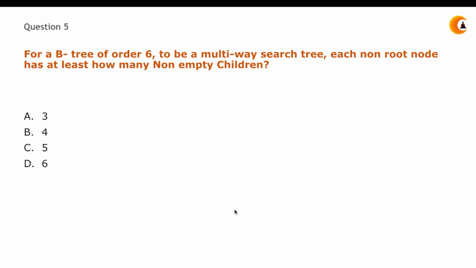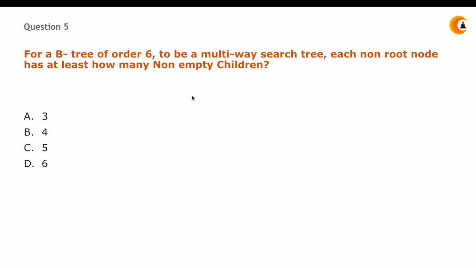Okay, what is a B tree? B tree is nothing but a binary tree. Now it says for a B tree of order 6 to be a multi-way search tree, each non-root node has at least how many non-empty children, right?